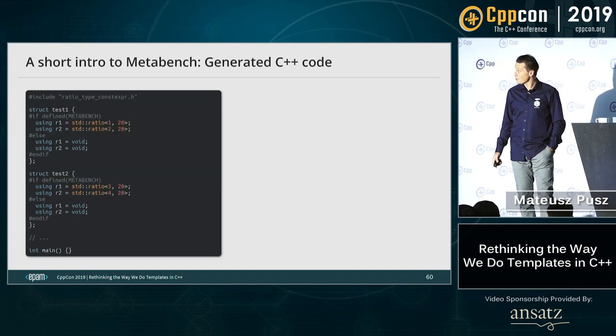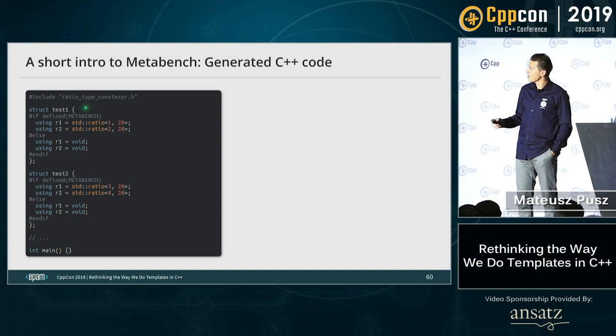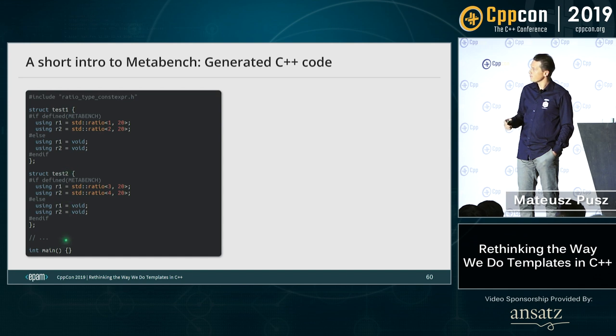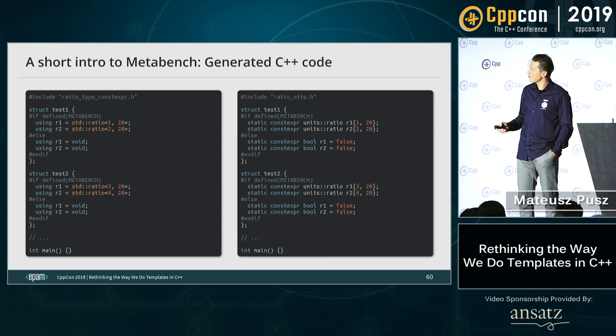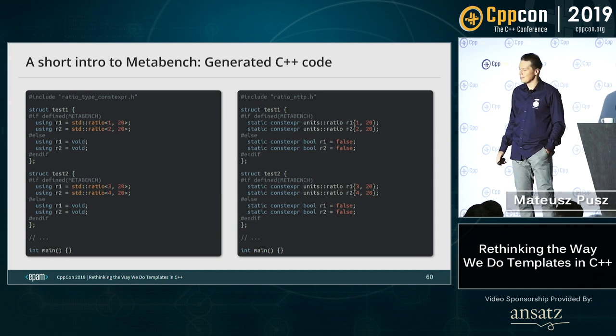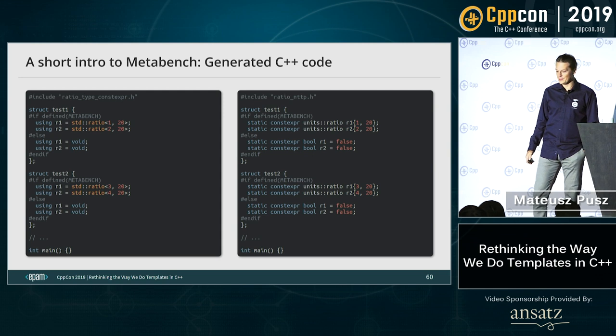This is the output from the generator. Basically, it provides the structures from 1 to n of the implementation from the Ruby file. This is what I'm doing for types, and this is what I'm doing for NTTP. For NTTP, I'm just comparing this to creation of bool with value false, for example. So I'm comparing how much more expensive it is to create this ratio NTTP rather than the really simple bool variable in a class.